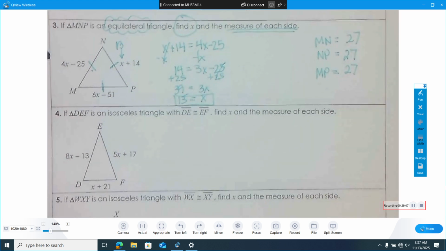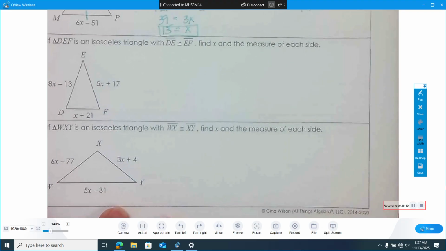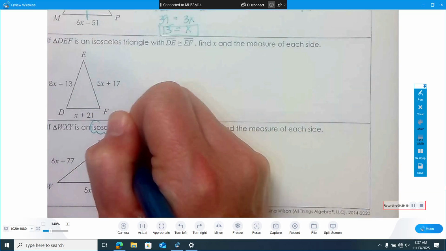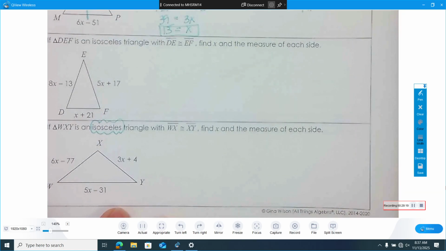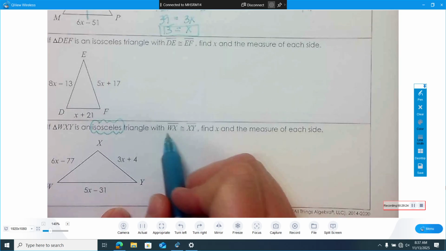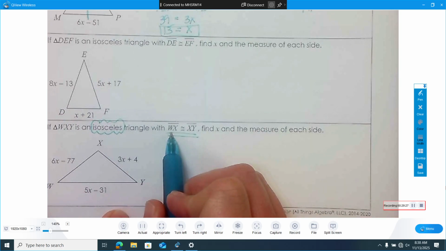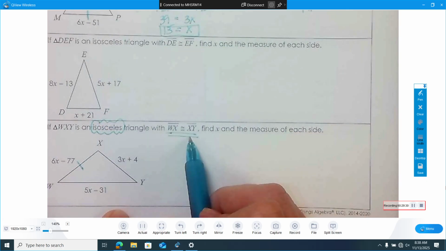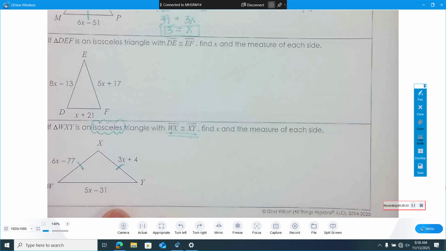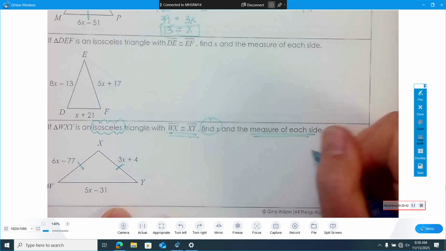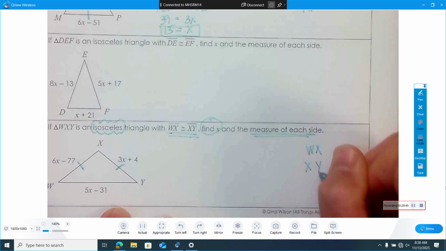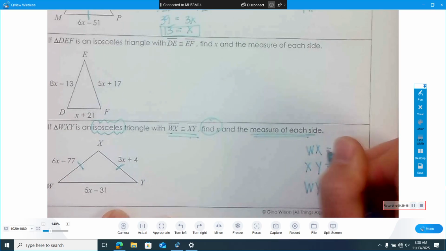All right, let's look at number 5. And then we're done. All right, triangle WXY is isosceles. Isosceles means 2 sides are congruent. Isosceles triangle with segment WX and XY congruent. So we do have to be a little bit careful, making sure we mark the right sides congruent. All right, find x and the measure of each side. So I need to figure out WX, XY, and WY, all three sides when we're done.